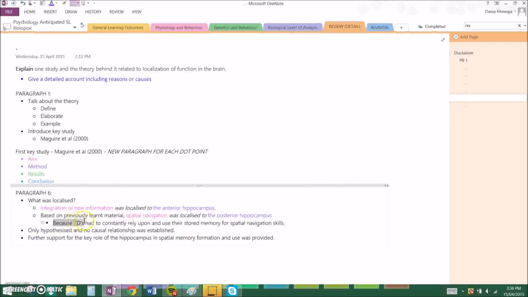Maguire hypothesized this because the taxi drivers had to constantly rely upon and use their stored memory for spatial navigation skills for going around London and basically mapping out the whole place just by memory. And this was only hypothesized because no causal relationship was established. In quasi-experiments, no causal relationships can be established, but correlational can, and that will be mentioned in my other video where I talk about Maguire. There was further support for the key role of hippocampus in spatial memory formation.